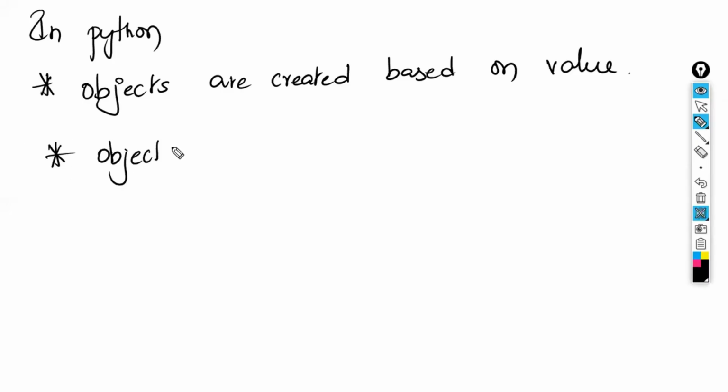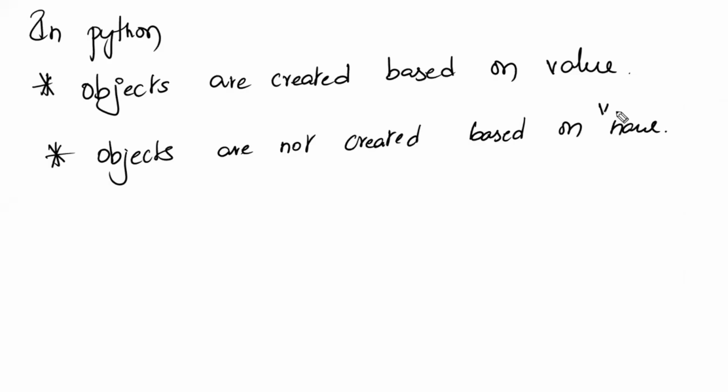Objects are not created based on the name. They are not created based on the variable name. Objects are created based on the value, not based on the variable name. What is the meaning of this?